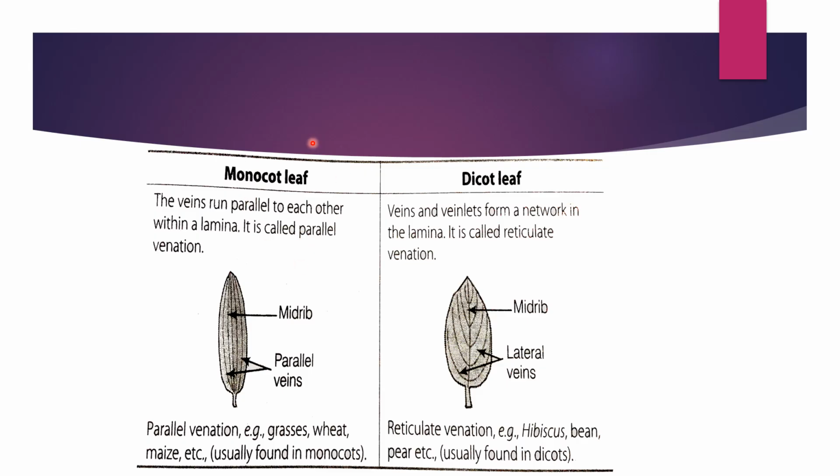So we have learned that in the monocot leaf we find parallel venation and in the dicot we find reticulate venation. You should be aware of the examples: reticulate venation is found in the leaves of hibiscus, bean and pear. On the other hand, parallel venation is seen in grass, wheat, maize or a banana leaf also.